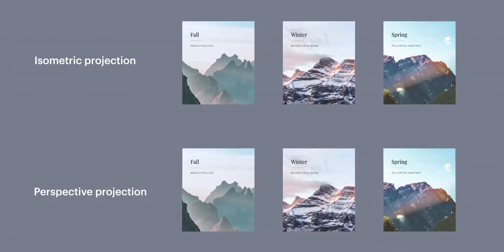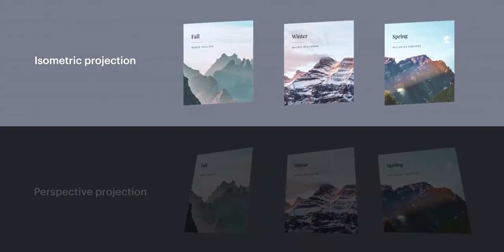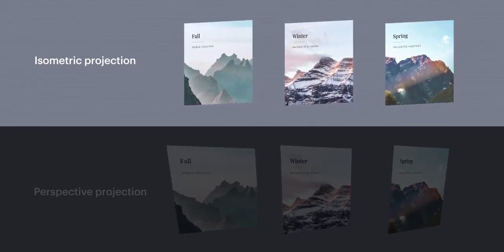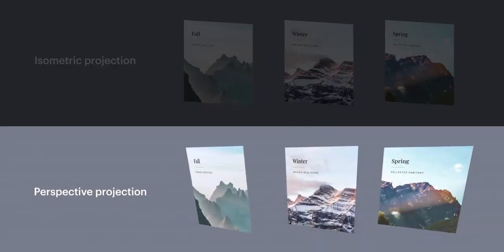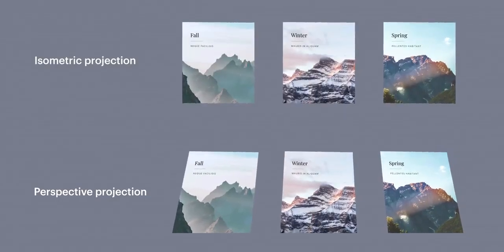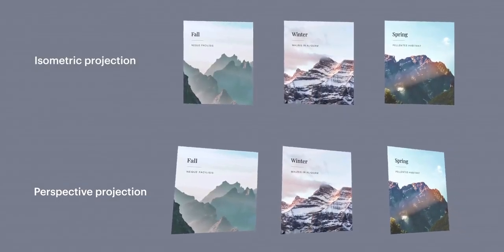Put a different way, let's demo this with the split screen here. On the top, this is what happened before we set any perspective, before we set children perspective on the card's parent element. But on the bottom, this is what it looks like after children perspective has been set. Isometric effect on the top, more of a perspective projection on the bottom.